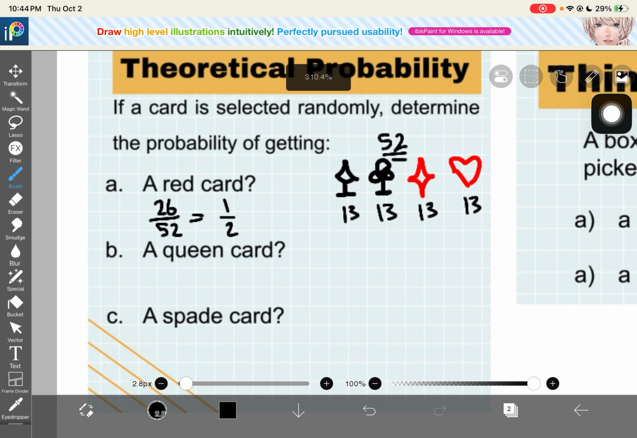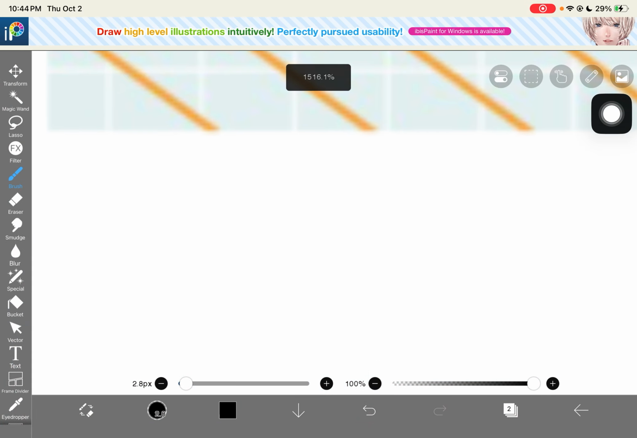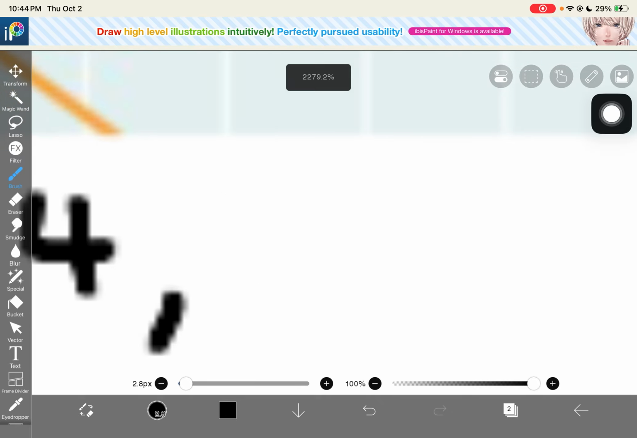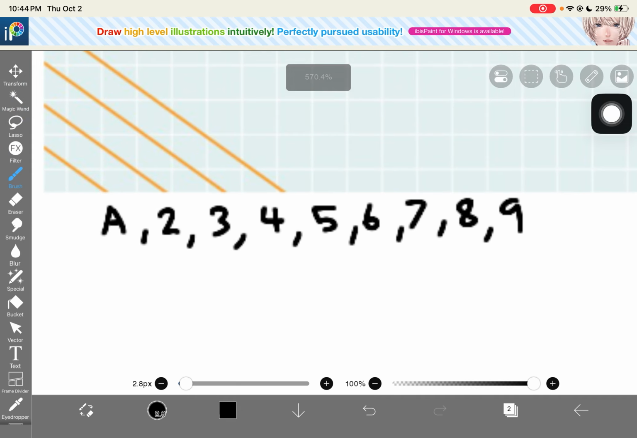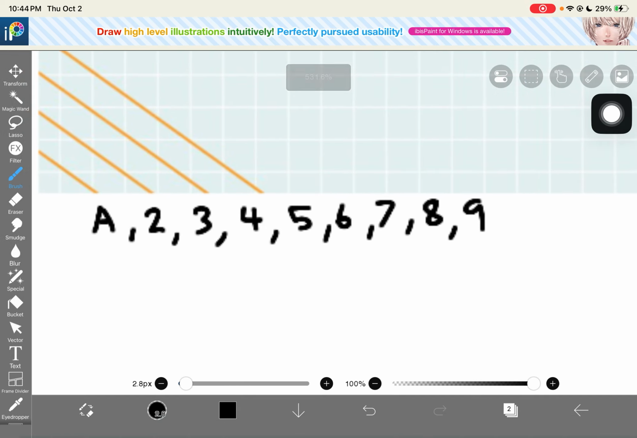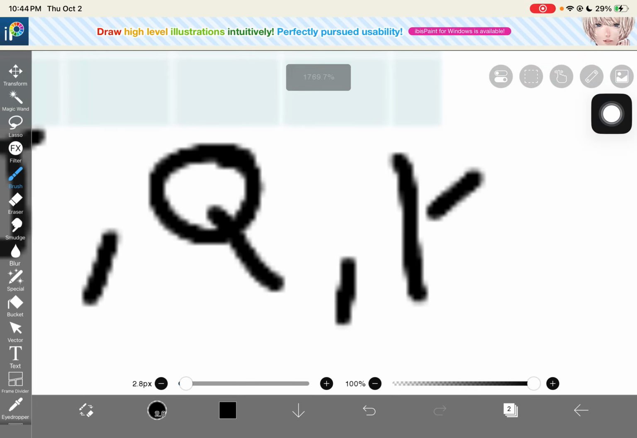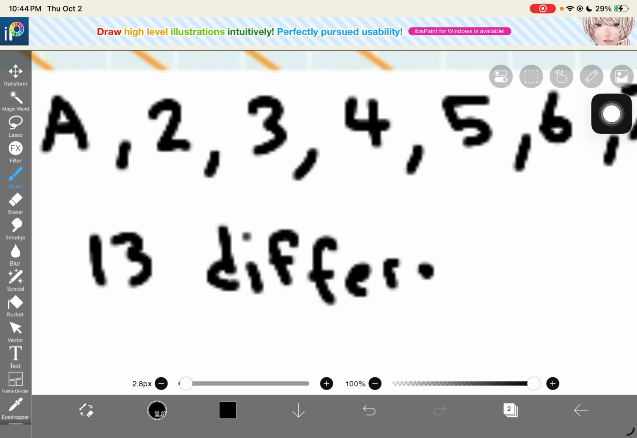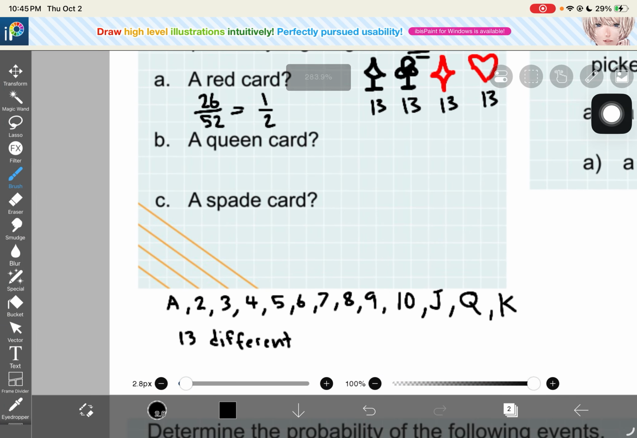Next, a queen card. What do I mean by this? There are actually a lot of different types of cards, and I'll list them down: 2, 3, 4, 5, 6, 7, 8, 9, 10, J, Q, and K. So there are 13 different types of cards, one of each in every suit.